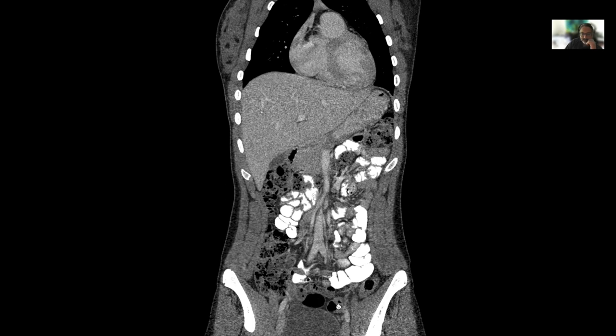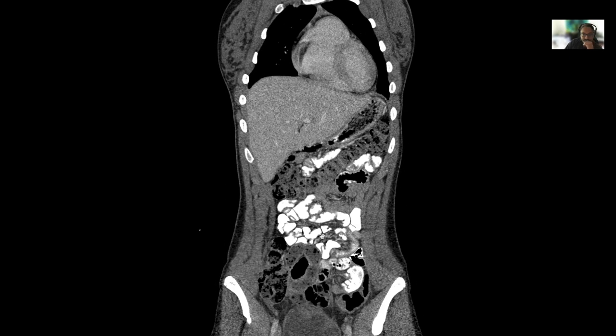Okay, now let's go even deeper. So this is still ileum. This is jejunum. That is still transverse colon. So jejunum will be below the stomach and below the transverse colon, or at the same level also.